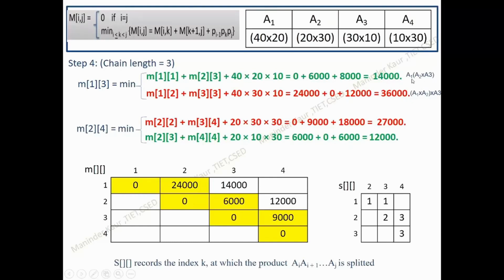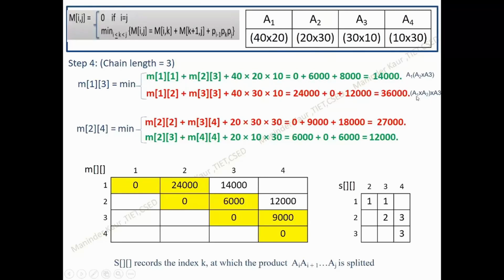Now, how to find the cost of multiplication for this scenario? M11 represents the cost for matrix A1. M23 designates the cost for multiplying the matrices A2 and A3, and this is the cost for multiplying A1 with the partial matrix A2, A3. Now, what is the dimension of the A2, A3 matrix? That is 20 by 10. That means this is the cost for multiplying a 40 by 20 matrix with a 20 by 10 matrix, which is 40 into 20 into 10. Get the sum and get the result.